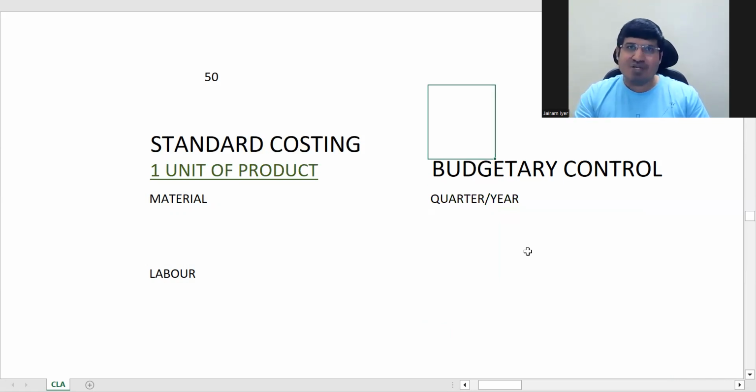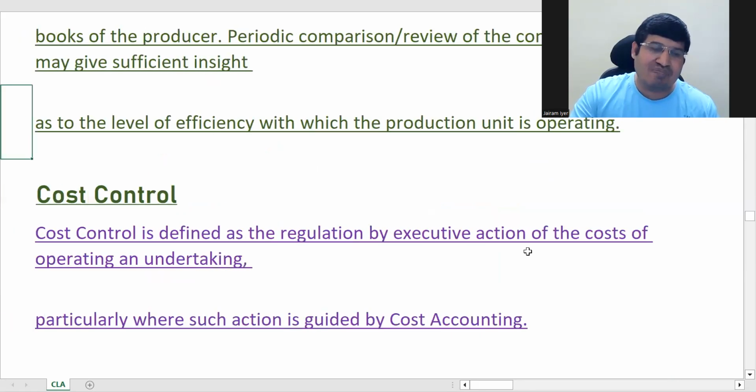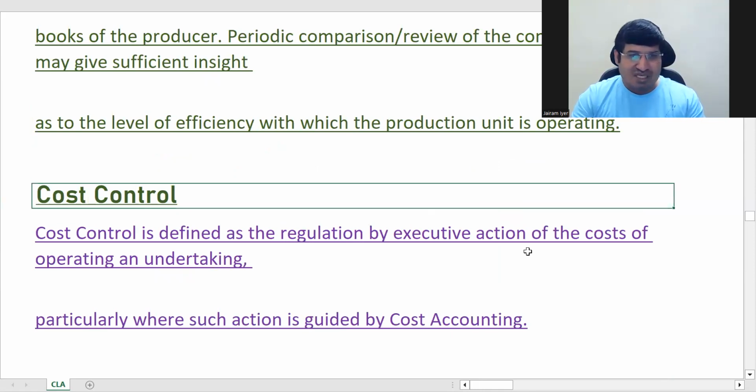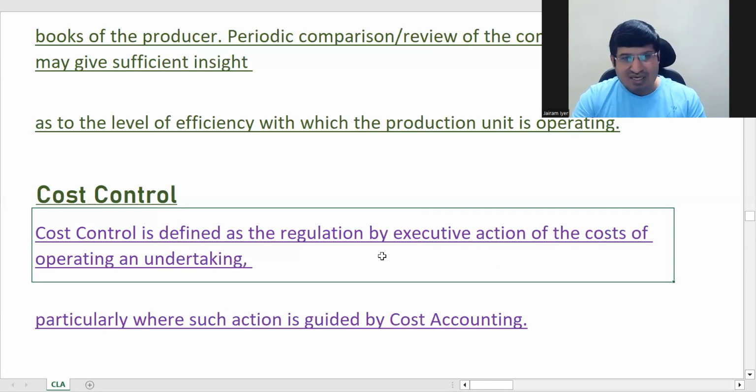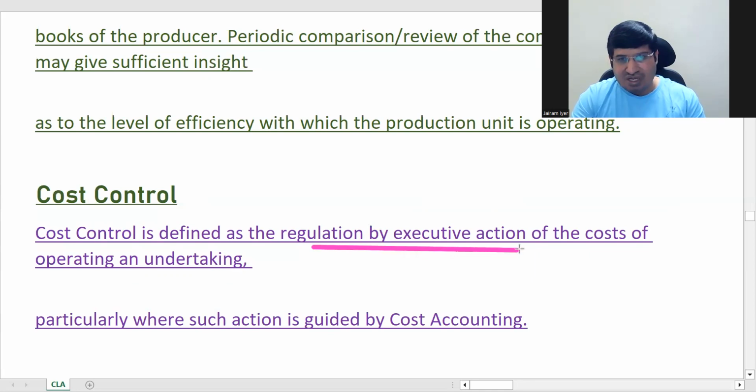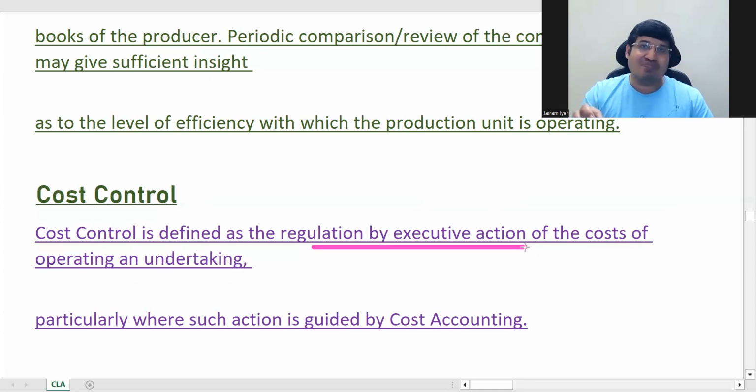So the best examples of cost control are standard costing and budgetary control. Any baseline which you are using to control costs is cost control. That's why it is said here, defined as regulation by executive action, which means standard costing and budgetary control. This is put into action under some manager, so that is the executive action they are talking about.